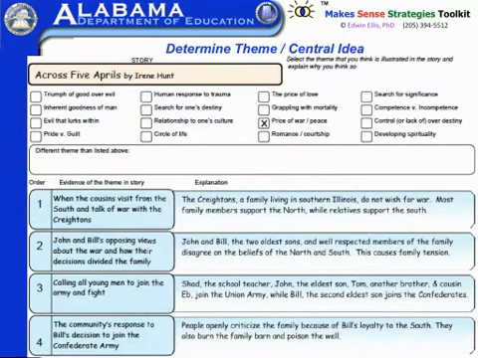This is Across Five Aprils, and the theme of that is the price of war and peace. Evidence in the story, for example, is when the cousins visit from the south and they talk about war with the Creightons. The Creightons, as a family living in southern Illinois, don't want war, they don't wish for it, so most of the family members support the north while the relatives are supporting the south. And this goes on and explains other evidence of this theme, the price of war and peace.